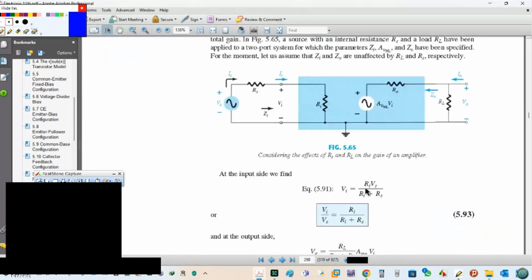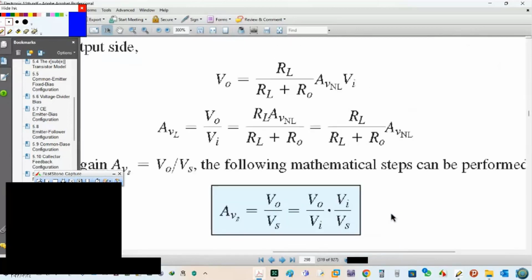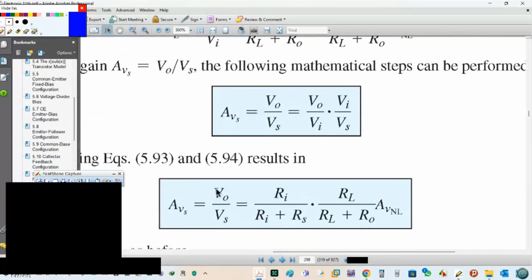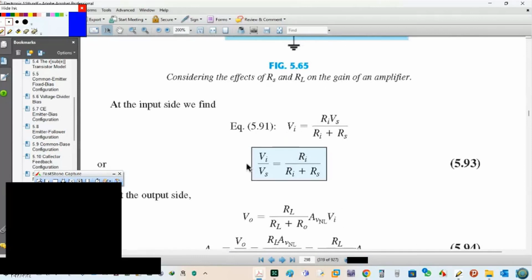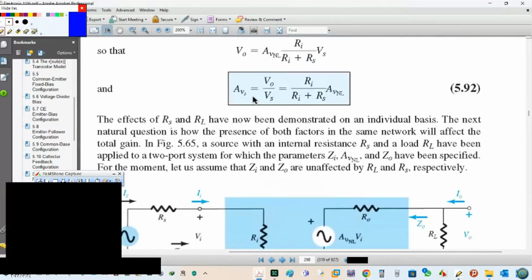So now I want to calculate AVS. It's VO over VS. It is VO over VI multiplied by VI over VS. Now I will write the full formula, VO over VS. So it is the full formula here: VO over VS equals RI over RI plus RS, times AV no load, times RL over RL plus RO. This gives me AVS. Don't forget, this is VI over VS.